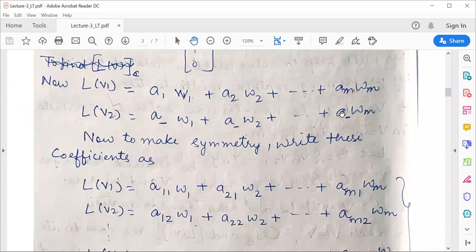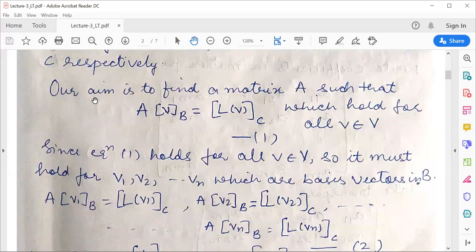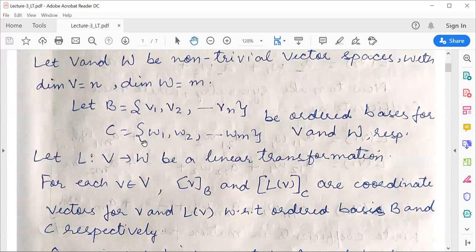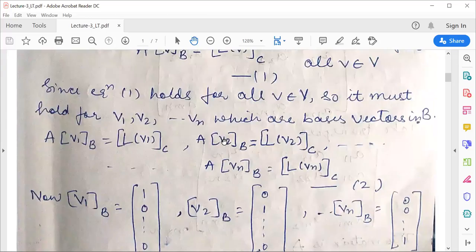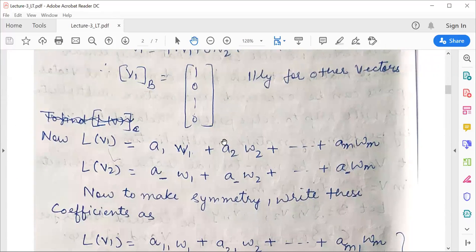Now consider L(v1). This L(v1) is an element of your W vector space, because my linear transformation is defined from V to W, and the basis of my W vector space is represented by C, whose elements are w1, w2, ..., wm. It means if I consider any element of my W vector space, I can write that element as a linear combination of these basis elements of W.